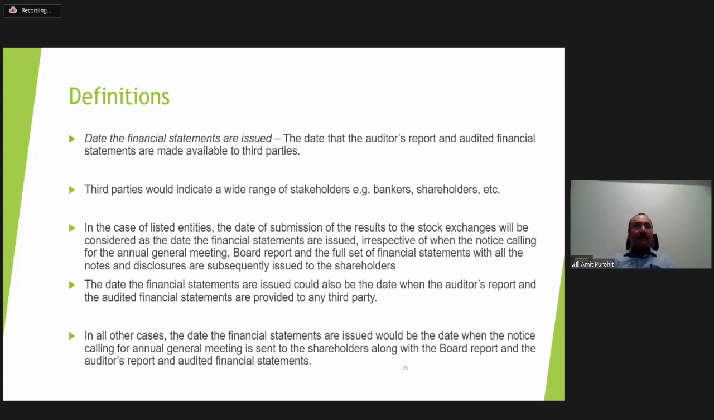In case of non-listed entities, the date the financial statements are issued could also be the date when the auditor's report and the audited financial statements are provided to any third party. In all other cases, it can be the date the financial statements are issued when the notice calling the AGM is sent to the shareholders along with the board report, the auditor's report and the audited financial statements. So when the notice calling the AGM along with the complete set of documents like board report, auditor's report and complete financial statements are sent to the members, it will be deemed to be the date when the financial statements are issued to third parties.